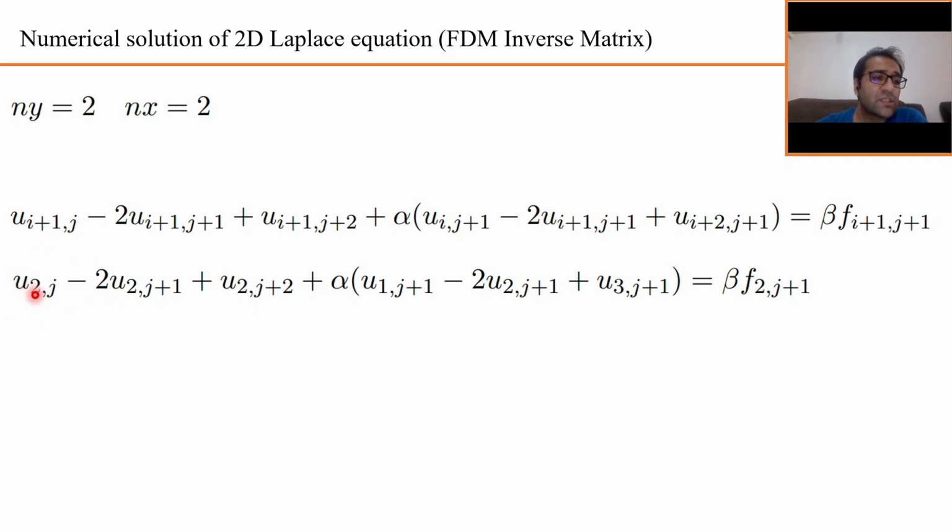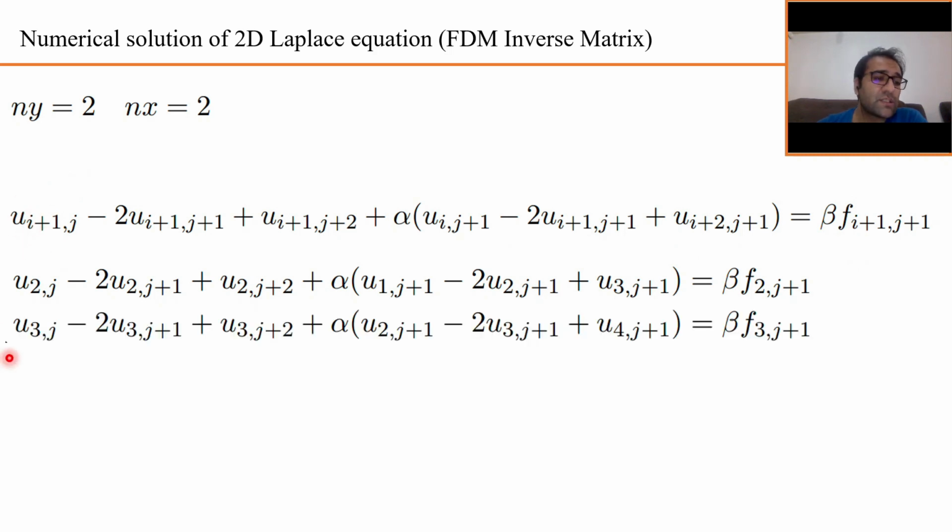What I have is u_2j minus 2 u_2j plus 1, and so on and so forth. You see, I just substitute 1 instead of i. One more time, I should substitute 2 instead of i. So what I have is u_3j and the rest as you see here. And in these two equations, one more time, I should substitute 1 and 2 instead of j.